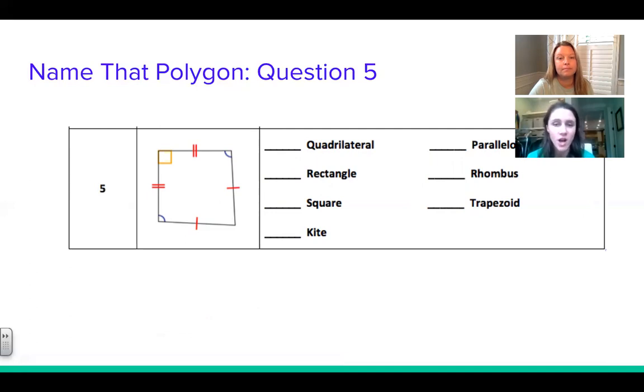All of these are not 90-degree angles. There's only that one corner with that yellow square symbol. So not a rectangle, not a square. So just a quadrilateral so far. And then this is a kite.